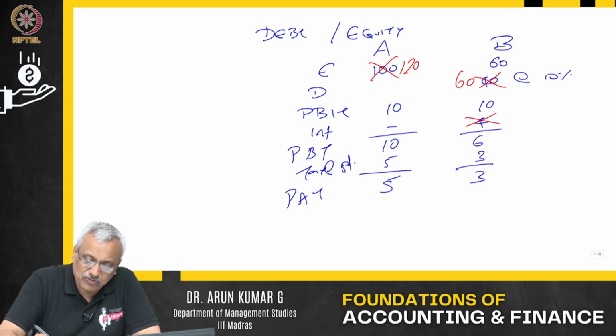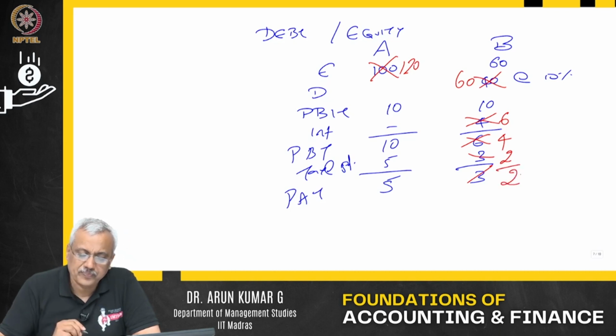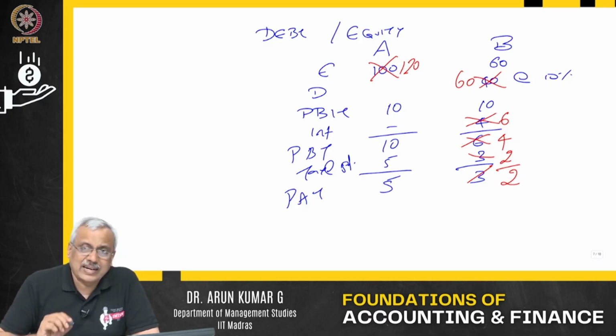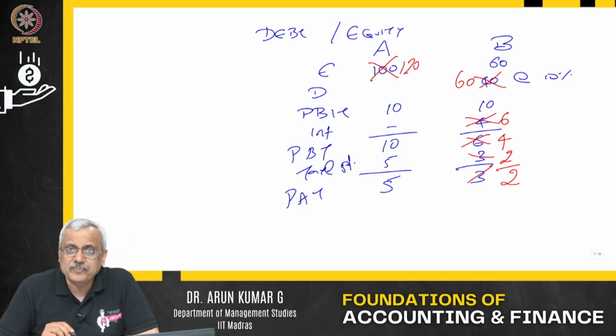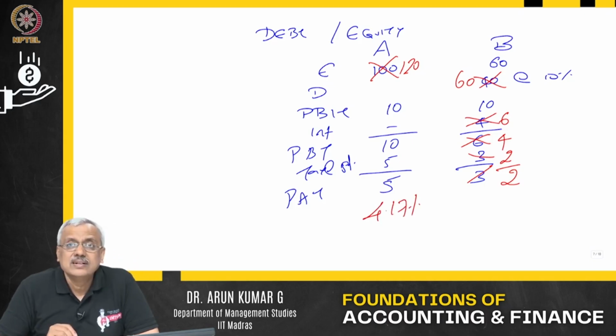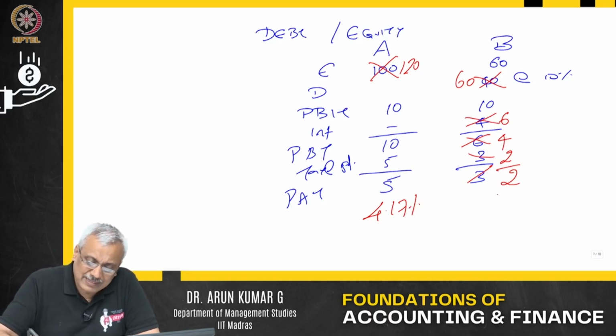So immediately what happens? This $4 you have to pay instead of $6. So it becomes about $4 and it drops to $2. Whereas in case A, for $5 the return, you are getting on 120. What is the percentage return? 5 by 120 is 4.17%. Whereas in the other case, you are getting $2 for 60. What is the return? 2 by 60 is 3.33%.